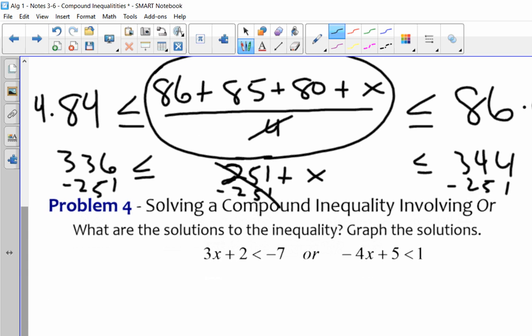Okay. What's going to happen is it's going to give me a range of scores I can get, so I can earn this B in my class. So on the left-hand side, I'm going to have to come over here because I'm running out of room. When I subtract 336 minus 251, I get this. Okay. And I called that 4th test x. And then I'm going to go over here to the right-hand side and solve that, and I get this.